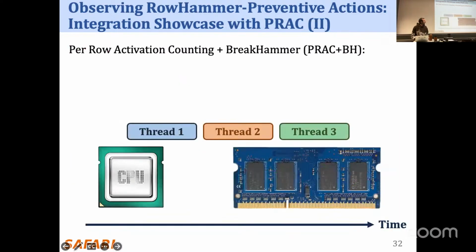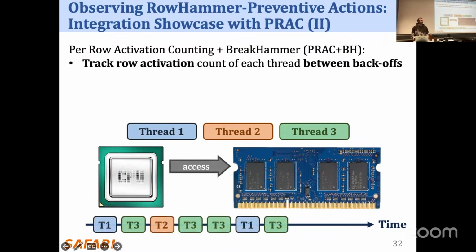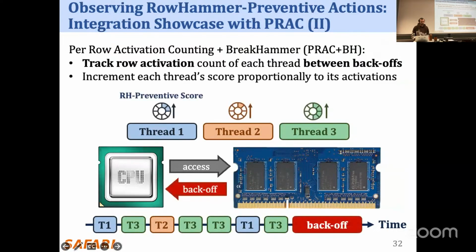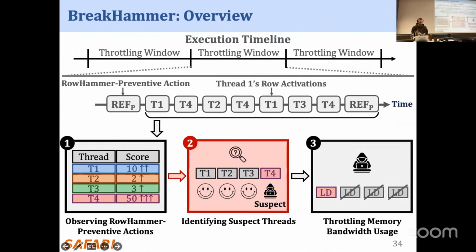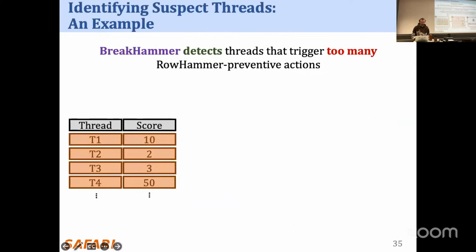Similarly to PARA, when we combine BreakHammer with PRAC, BreakHammer tracks the row activations of each thread between backoffs, and once a backoff is observed, increments each thread's score proportional to the number of activations they have. I guess this conveys the key idea of how BreakHammer is combined with existing solutions. I would like to refer you to our paper for more implementations where we pair BreakHammer with 8 state-of-the-art RowHammer solutions. Second step of BreakHammer is identifying suspect threads.